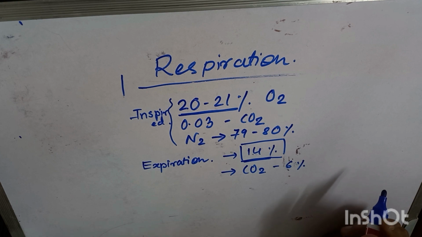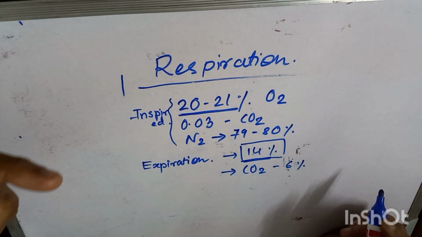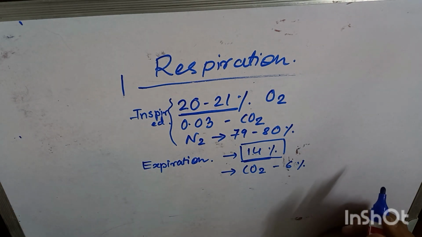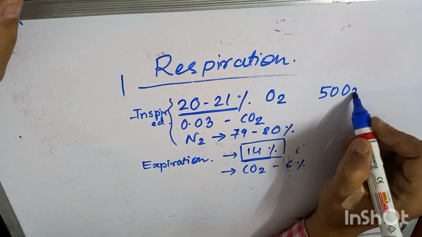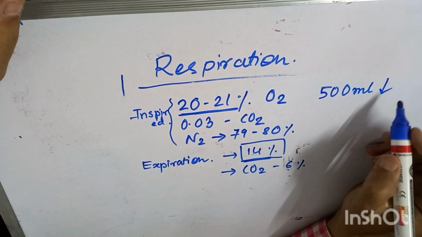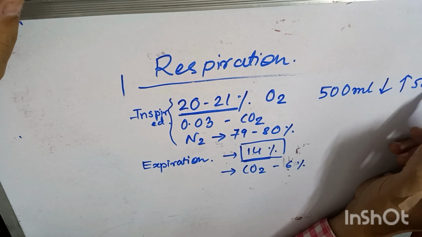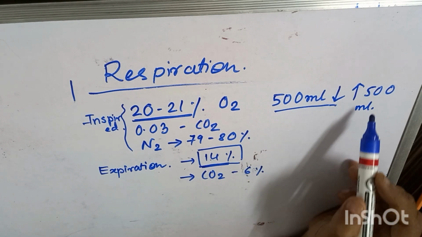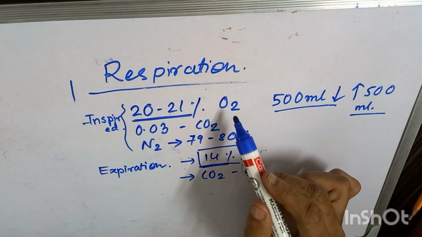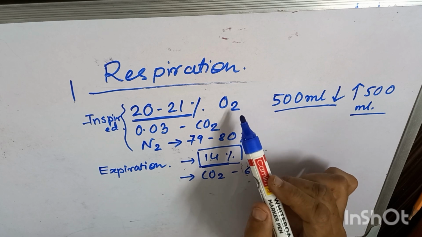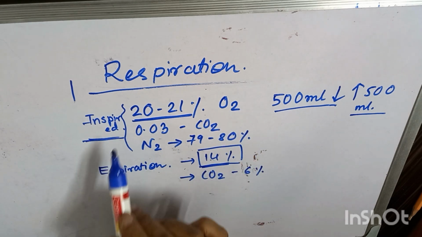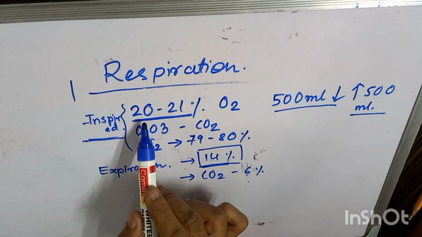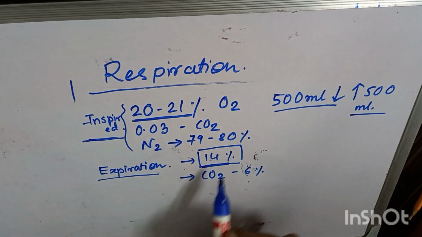So while we absorb oxygen, we also liberate the same amount, because with every breathing cycle we take in 500 ml of air and we breathe out 500 ml of air. So there is an exchange that happens. Our atmospheric air, or inspired air, or ambient air, contains 20% oxygen, and the air that goes out contains 14% oxygen.